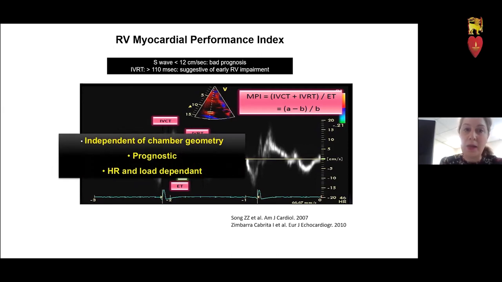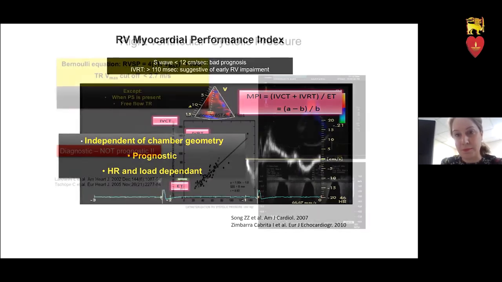Also, MPI is independent of chamber geometry, which is very important. It is highly prognostic, but it is heart rate and load dependent. So the S wave will be influenced by the volume dependency.